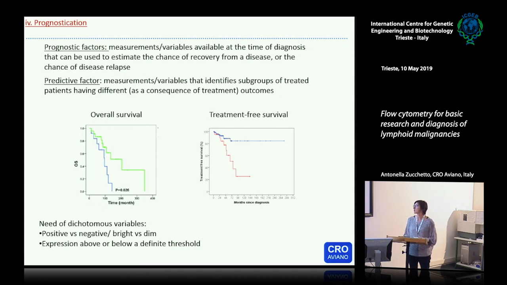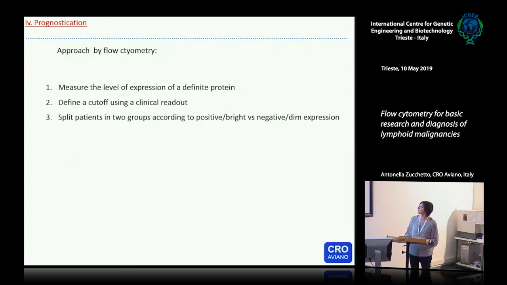And so expression above or below a definite threshold. What is the approach for flow cytometry? First, you measure the level of expression of a definite protein. Then you define a cutoff using a clinical readout. And then you split patients into groups according to positive or bright or negative dim expression.